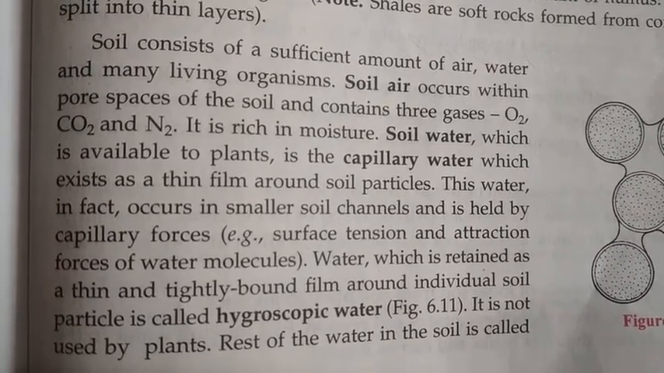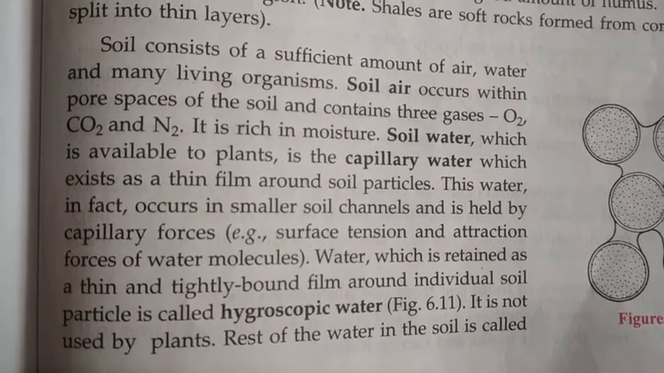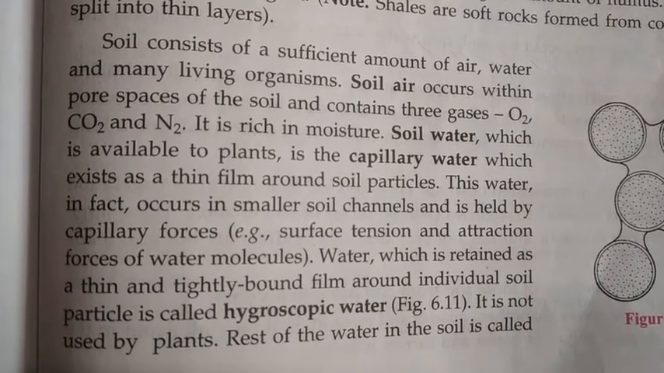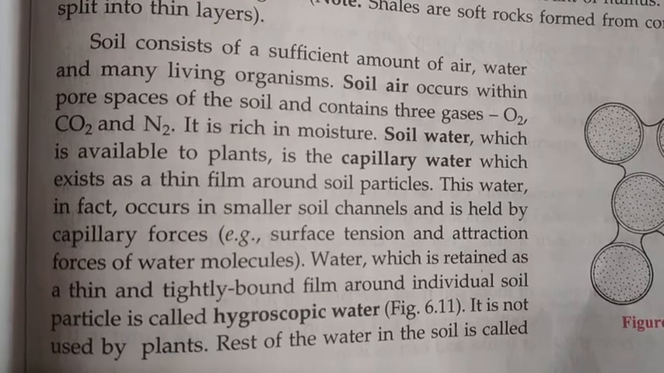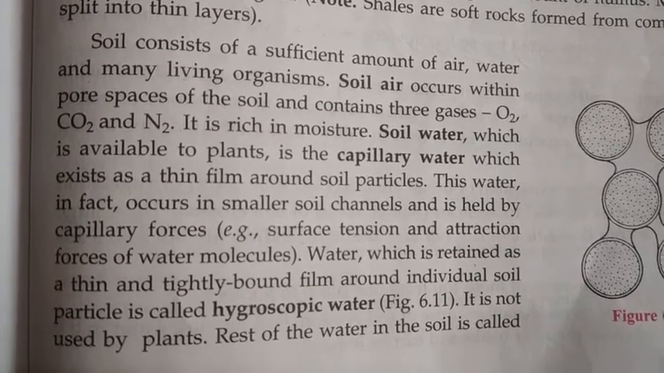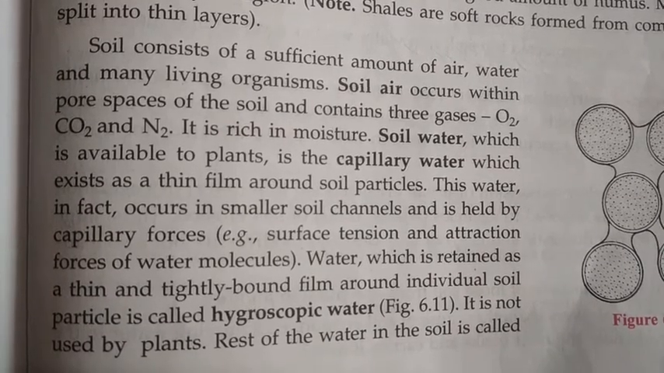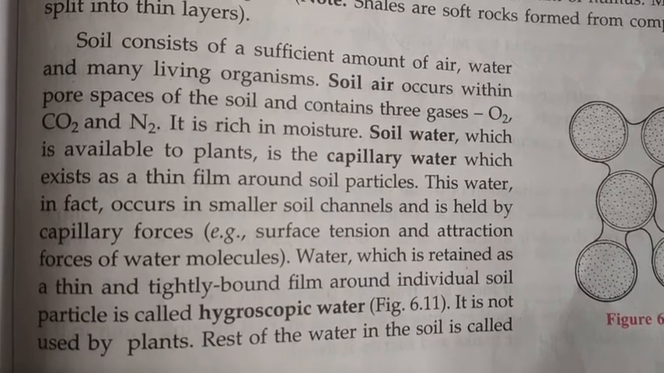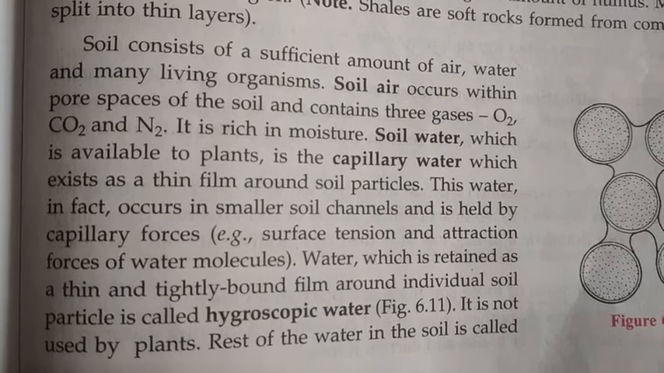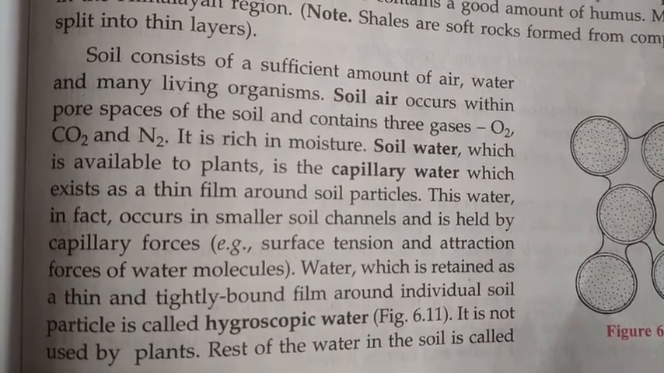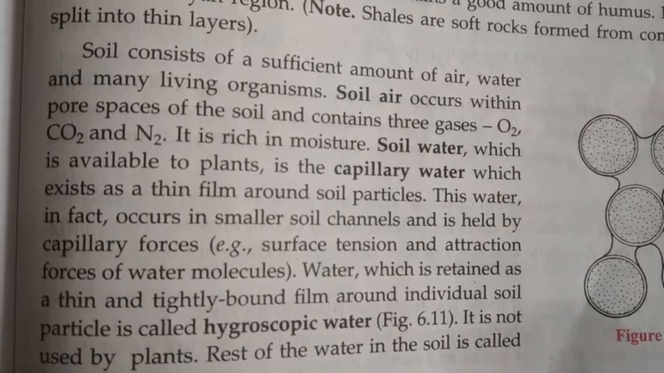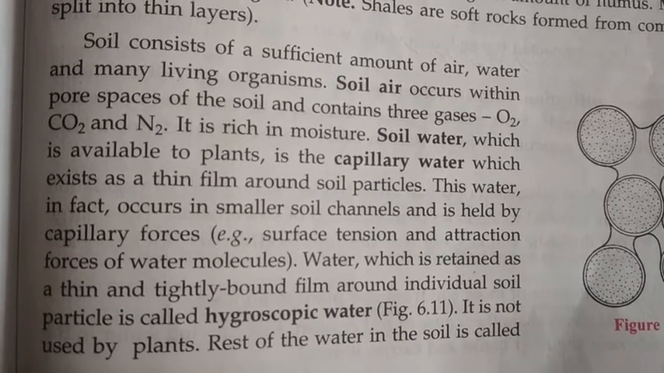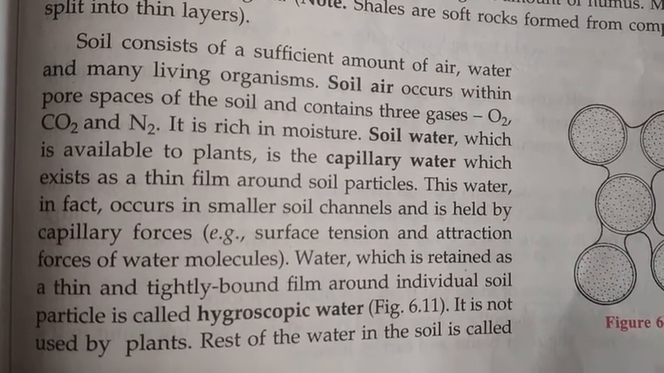The water which is retained as a thin and tightly bound film around the individual soil particle is called the hygroscopic water. Each and every single particle of the soil is surrounded by water content. That water is called hygroscopic water, and it is not utilized by the plants.